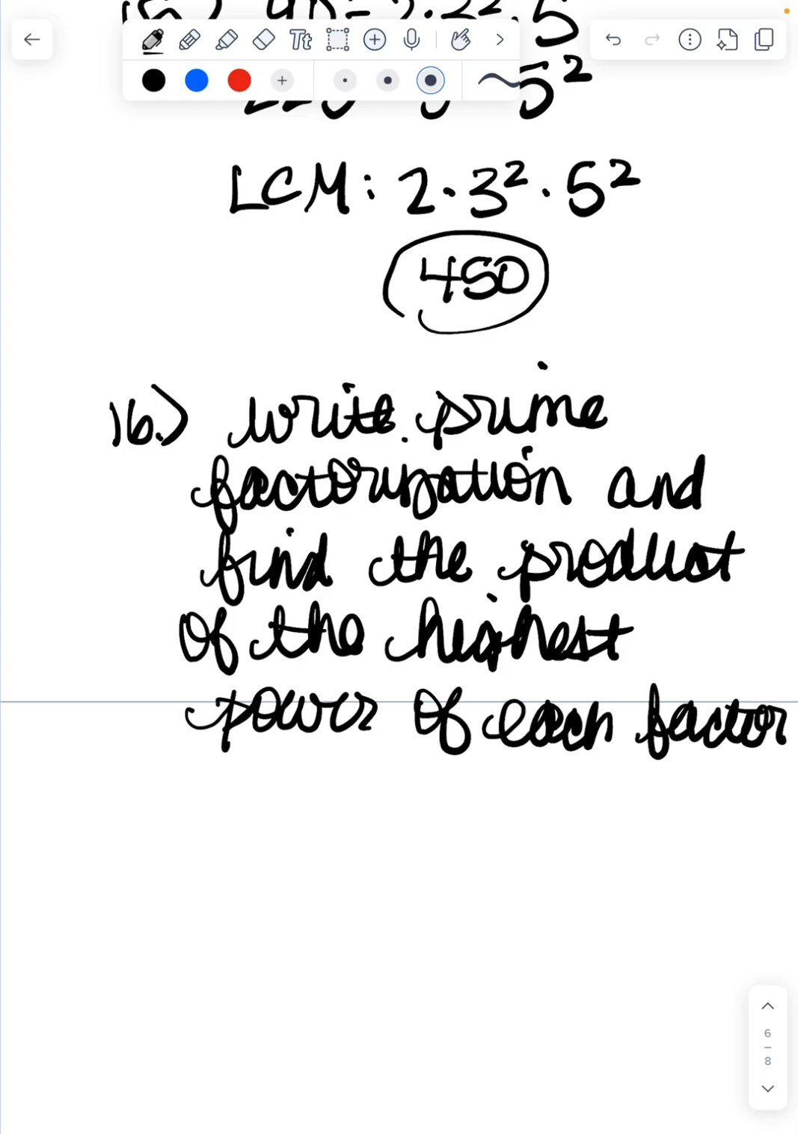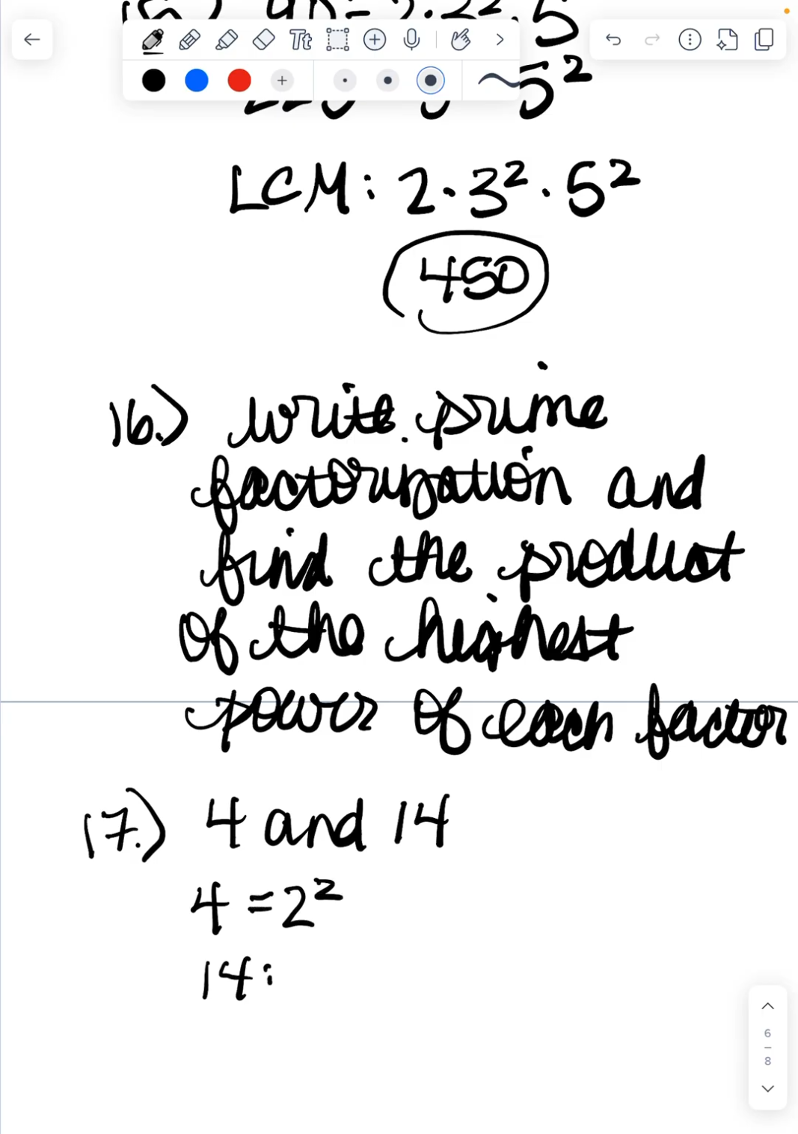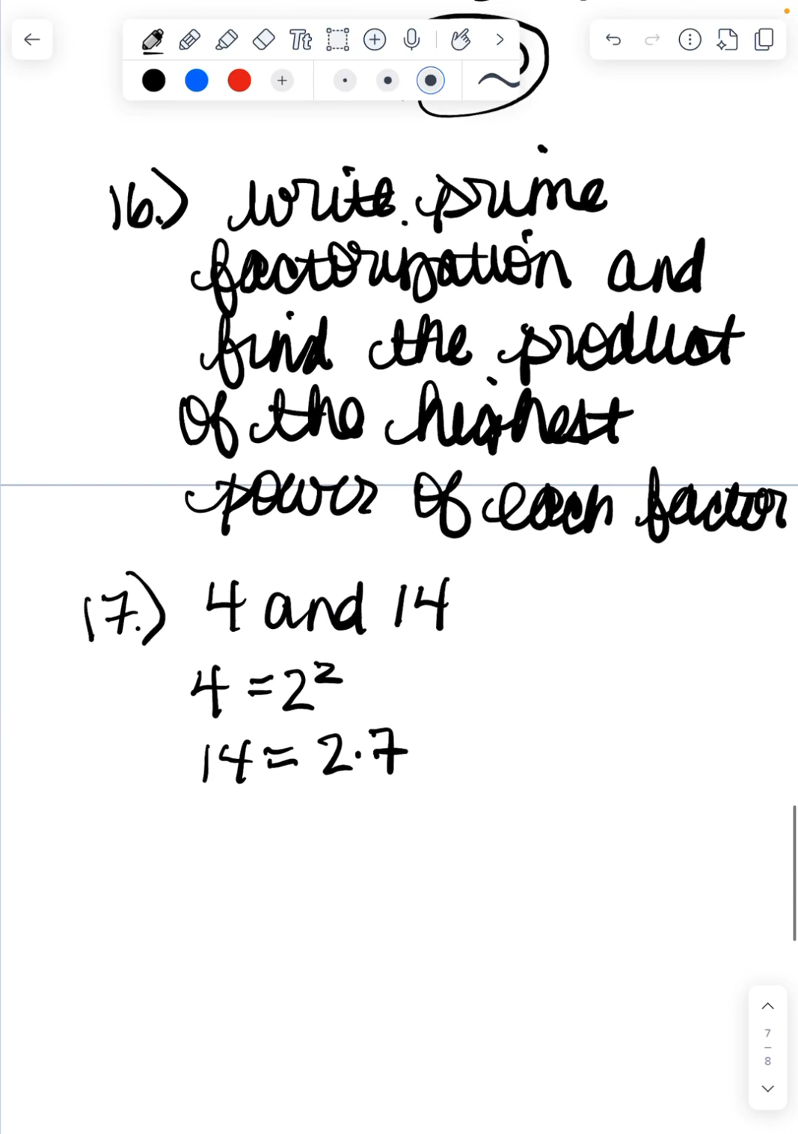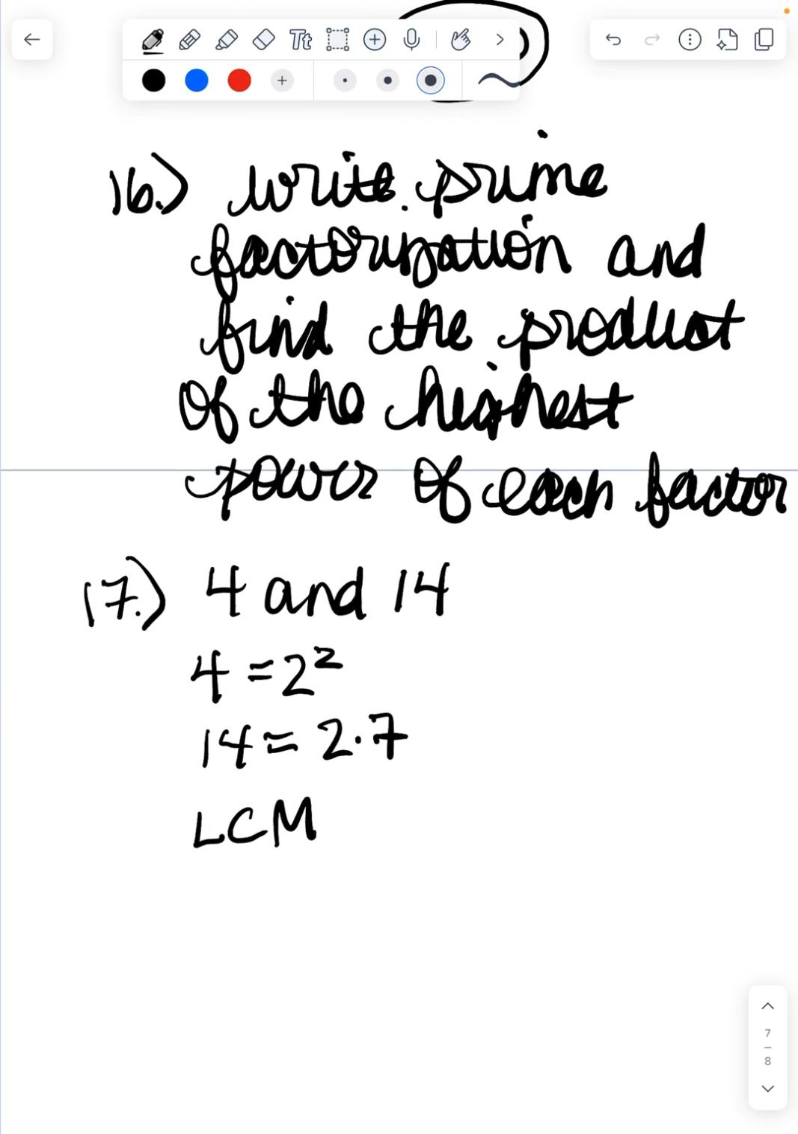All right, and then we're moving on to 17 through 35, odd. Number 17, use prime factorizations to find the LCM of each pair of numbers. So 17 is 4 and 14. 4 is 2 squared, and 14 is 2 times 7. So the least common multiple is found by taking the highest of the 2s and the highest of the 7s. That's going to get us 28.